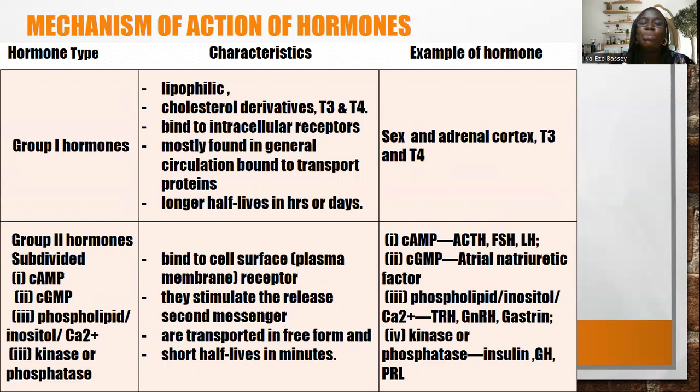They also are known to bind to intracellular receptors and are mostly found in general circulation bound to transport proteins. Because they are lipophilic, they have to be bound to transport proteins to be transported. And they do have longer half-lives of hours or days. Examples are your estrogen, your progesterone, your adrenal cortex hormones like your mineralocorticoid aldosterone, your glucocorticoids, cortisol, and then the amines T3 and T4.